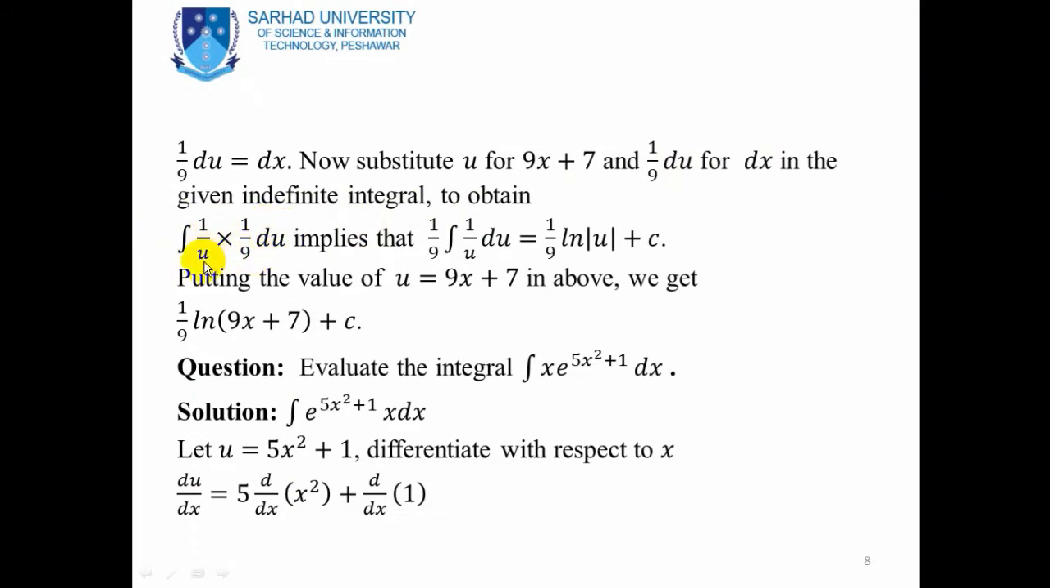Now this is the integration of the function 1 over u with respect to u. So dear students, we have a rule for this integration.